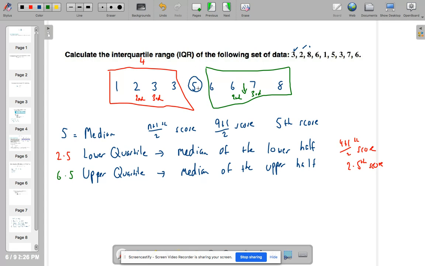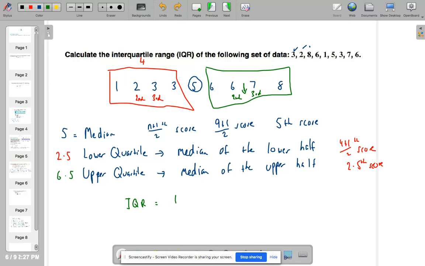Median was the middle score, and because there's an odd number of things, it was an exact score. Then I divide into bottom half and top half. I find the middle of the bottom half, the middle of the top half, and I can use my formula to help me out if it's not obvious. So the interquartile range, IQR, equals upper quartile. Actually, I might just write the formula out first before we actually do it.